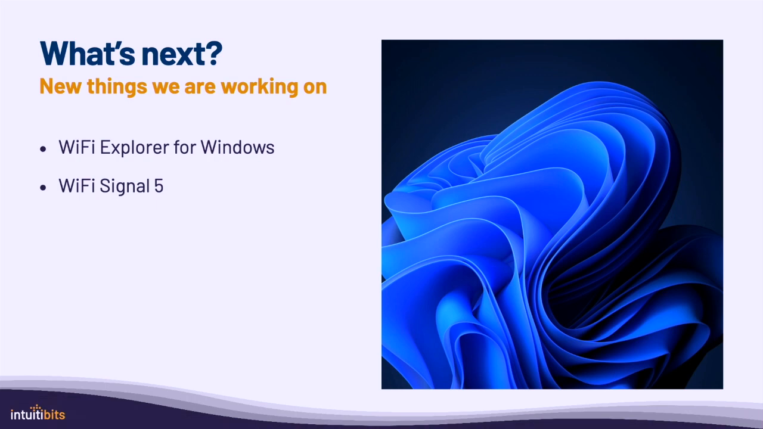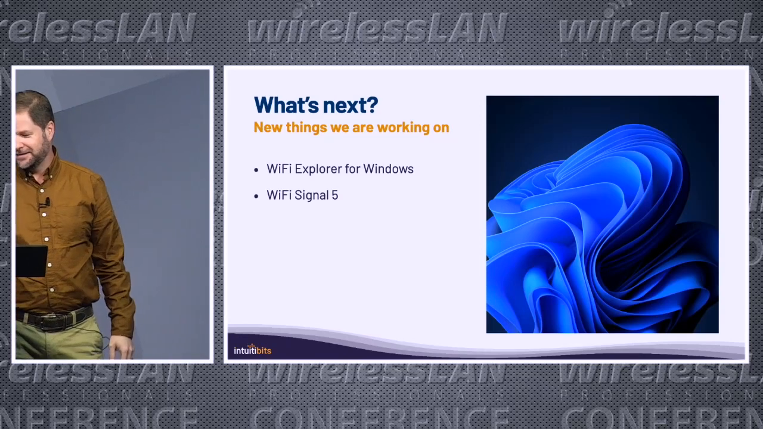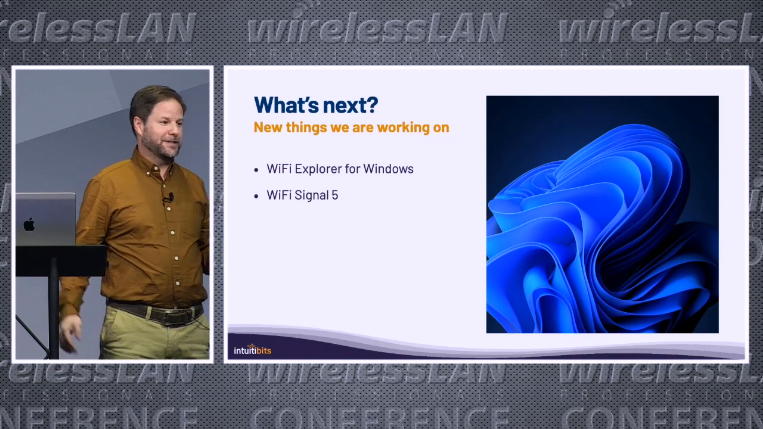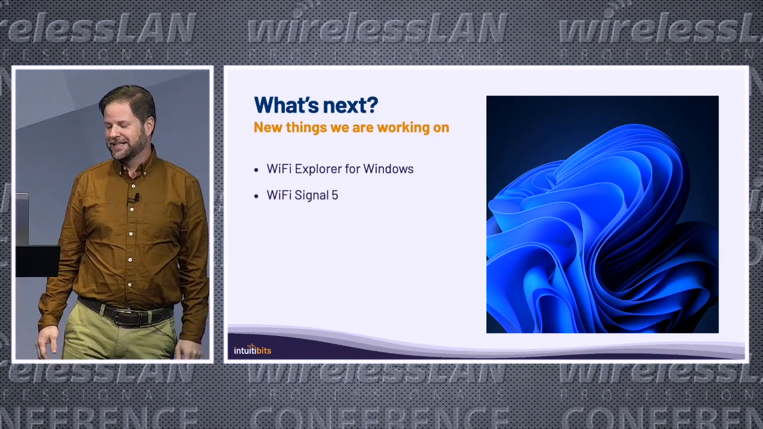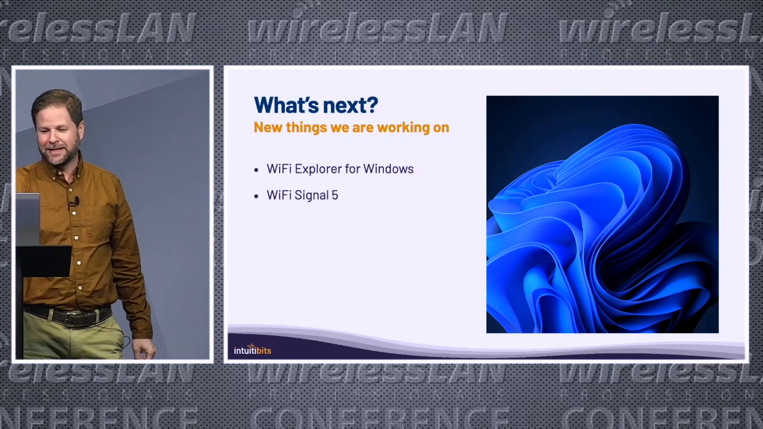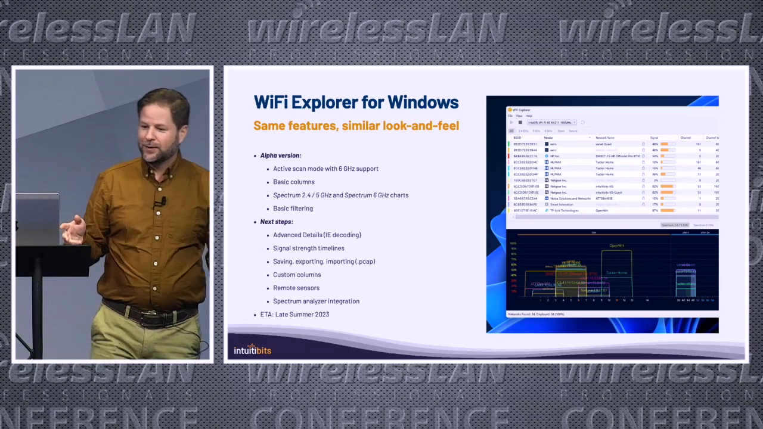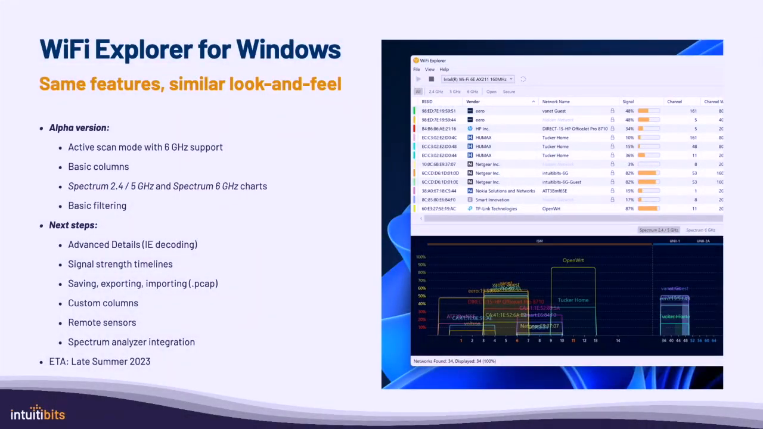So what's next? Pretty much two big things. One is Wi-Fi Explorer for Windows, and the other one is a redesign of Wi-Fi Signal, which is a tool I have neglected in the past years, but I'm doing a new version of it. For Wi-Fi Explorer for Windows, I actually have a beta version now.